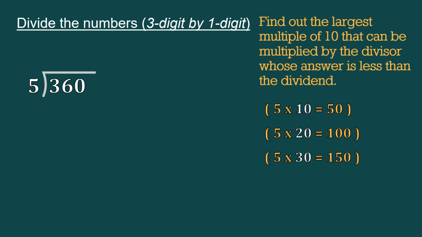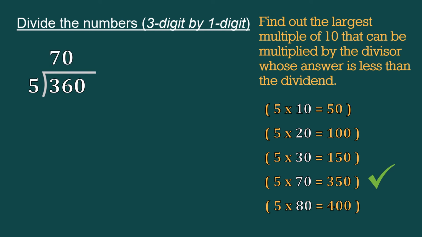We try 5 times 70 is equal to 350. We are getting closer to the dividend. We try the next multiple of 10. 5 times 80 is equal to 400. At this point, we went beyond our dividend. So, we will go with 5 times 70 is equal to 350. Let's have 70 as our partial quotient.